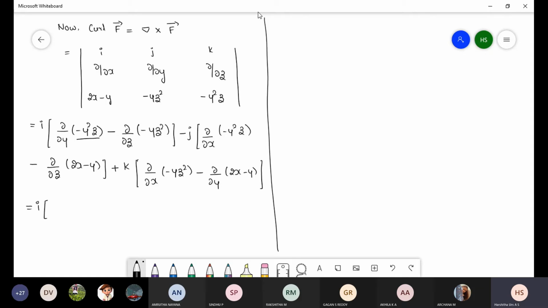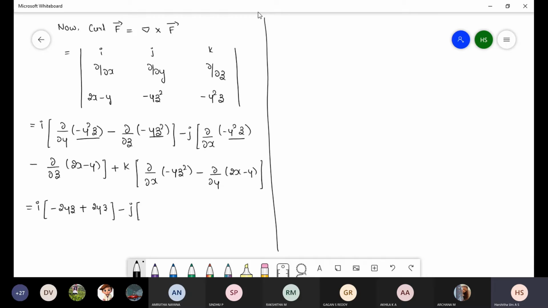Minus 2yz. Yes, minus 2yz. Again, minus into minus, I will write plus. Again, second differentiation, yz square with respect to z, which gives 2yz. Good.